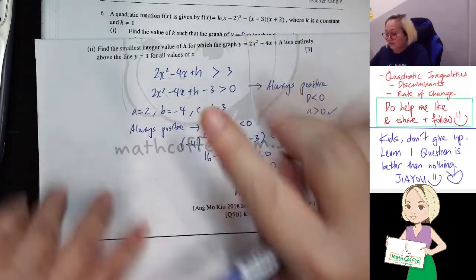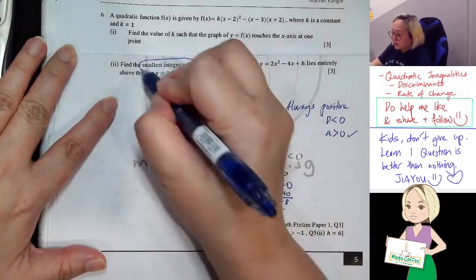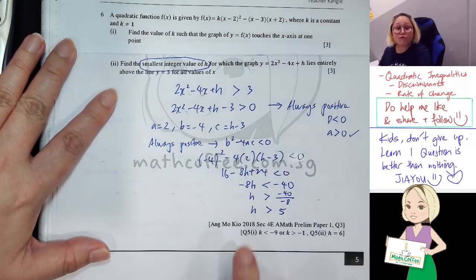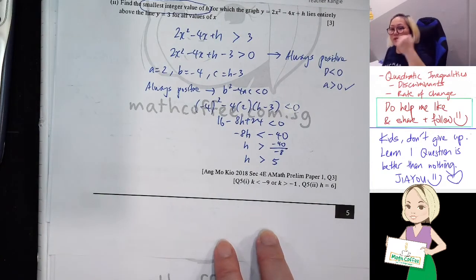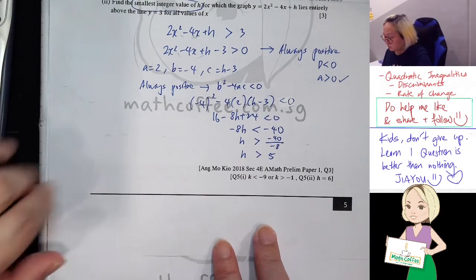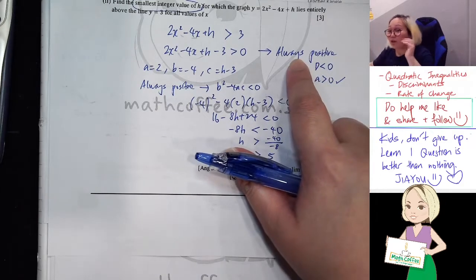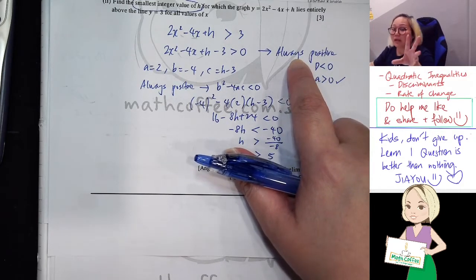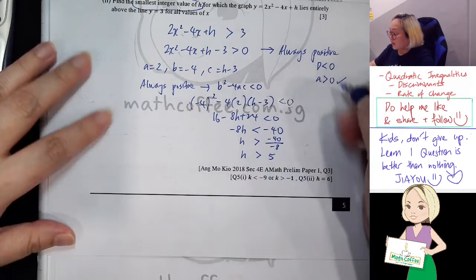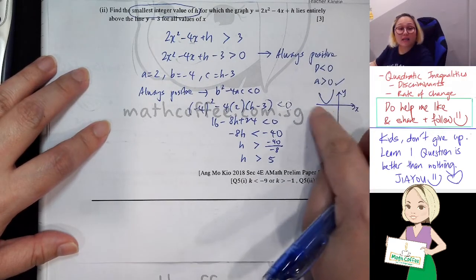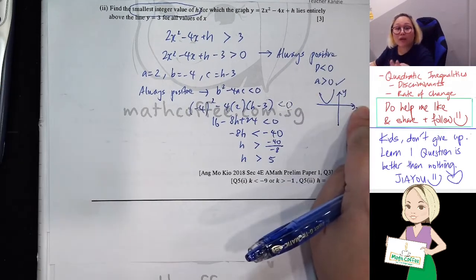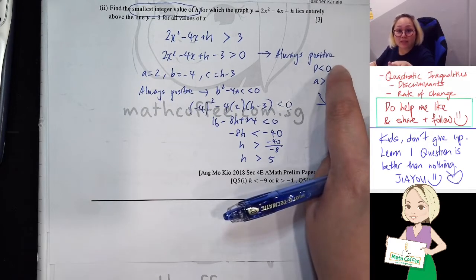But we are not done yet. This question asks you to find the smallest integer value of H that fulfills this range. So why is it less than 0 when it's always positive? Always positive means that your graph does not cut the x-axis. Does not cut the x-axis means that your discriminant is less than 0. Always positive is not saying your discriminant is always positive. You need to get this right. Always positive is your graph is above the x-axis and it does not cut the x-axis. Does not cut means no real roots. And that's why my discriminant is less than 0.